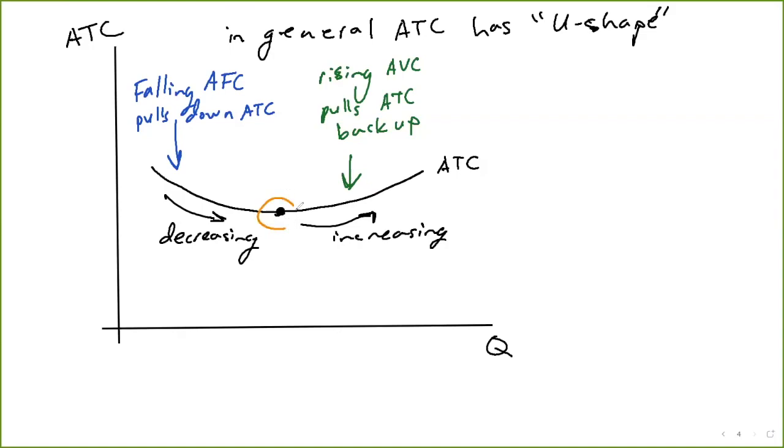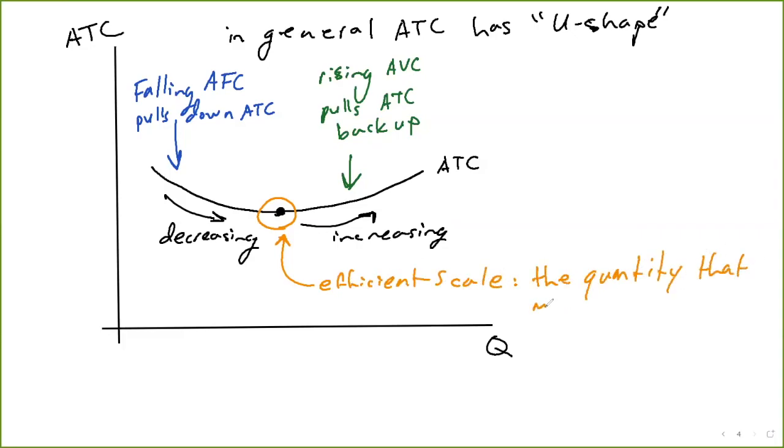So as you might have guessed, this point has some significance. This is what we call the efficient scale. And the efficient scale is the quantity that minimizes the average total cost. So you find the lowest point on the average total cost curve, whatever quantity that corresponds to, that's your efficient scale. So another property of the efficient scale is it's the point on the average total cost curve where marginal cost intersects it. So typically you'll get something like this. This is your marginal cost curve, and it will intersect the average total cost curve at that efficient scale.